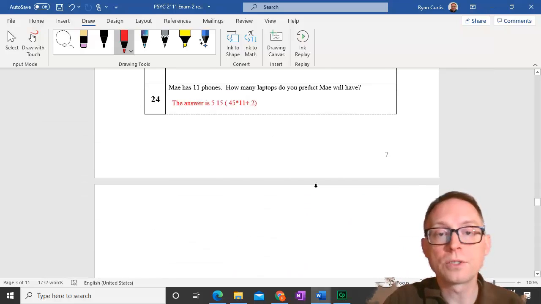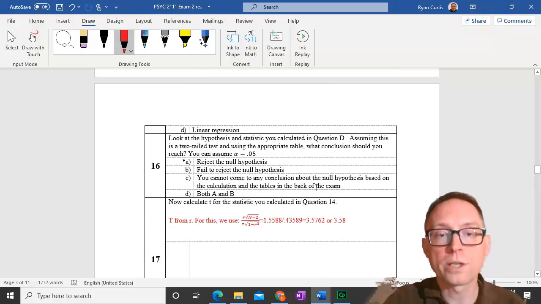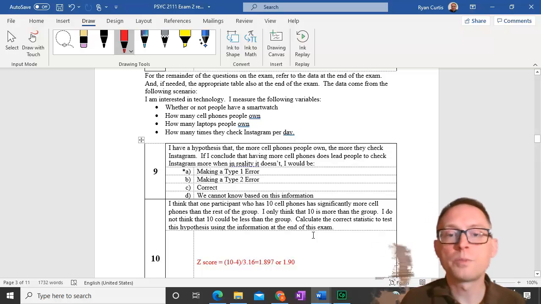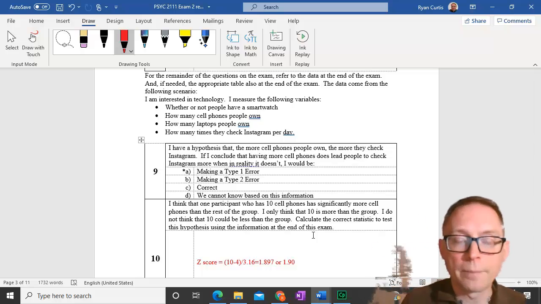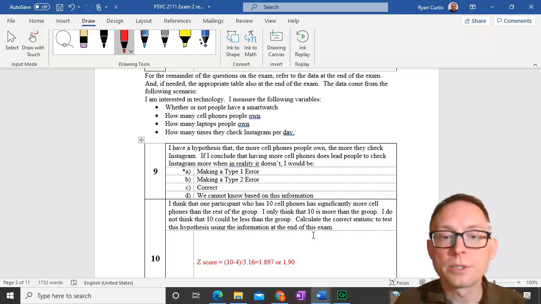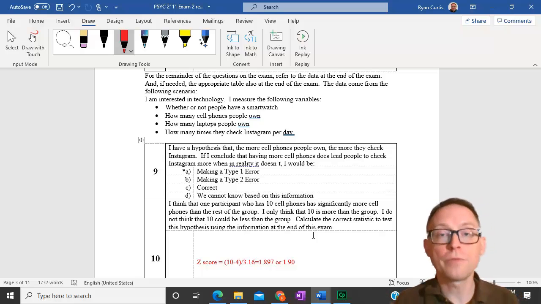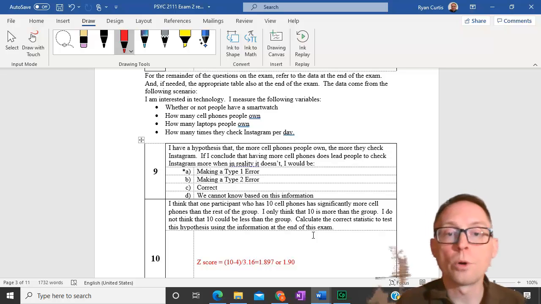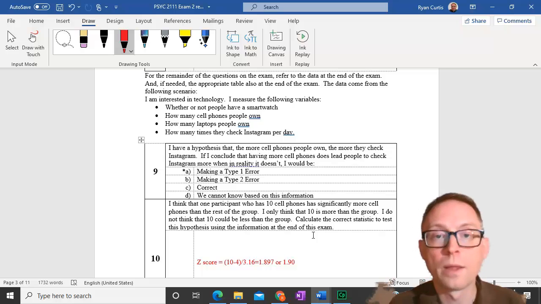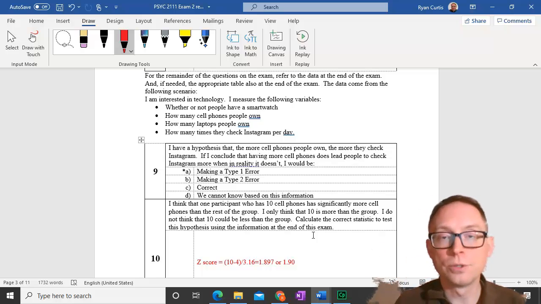So let's go ahead and take a look at these questions. For this one particularly, let's start with 9. If I have a hypothesis that the more cell phones people own, the more they check Instagram, and I conclude that having more cell phones does lead people to check Instagram more, when in reality it doesn't, I would be... So okay, the alternative hypothesis is the more you own, the more you're going to check Instagram. I conclude that the more you own, the more you're going to check Instagram. But in reality, that's not true. The more phones you own does not actually make you check Instagram more.